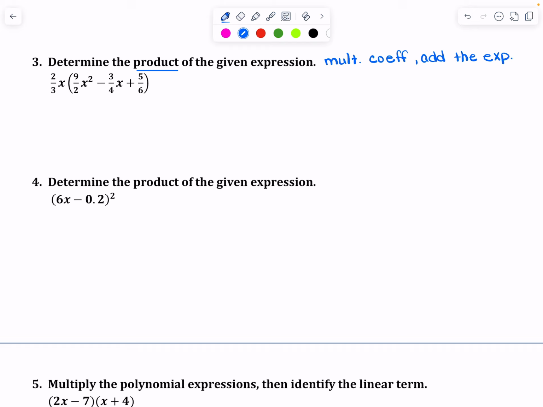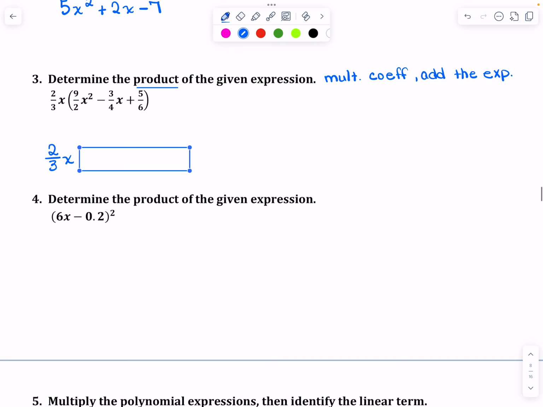I'm going to show you first off how we talked about this as a box. Now, I noticed that there's one term in front of the parentheses, and it is being multiplied to the second polynomial, which has 3 terms. So when we're multiplying, the values that we multiply, we practice with putting outside the box. So I'm going to have 9/2 x minus 3/4 x plus 5/6.